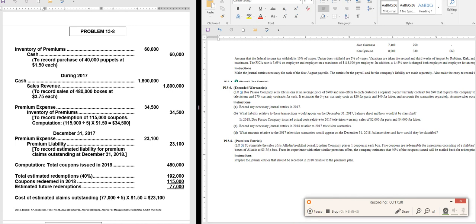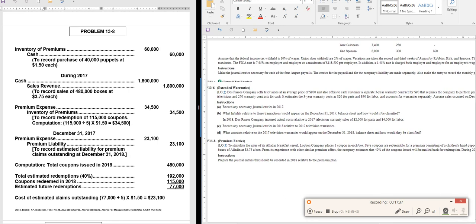Okay, premiums are not exactly difficult. They're just sometimes complicated because you simply have to read it and do what it says, and there are lots of things going on sometimes, so it's easy to get lost.